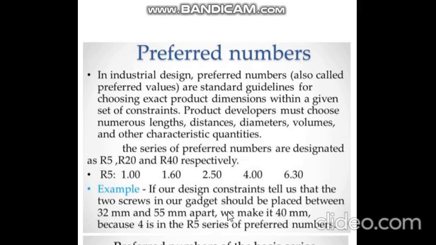Why? Because 4 is in the R5 series of preferred numbers. You see, this is the R5 series shown here: 1, 1.6, 2.5, 4 and 6.3. So here 4 occurs, whereas between 32 and 55 nothing else occurs. So 4 means 40 is chosen. See what R5 is? I will let you know in a minute.